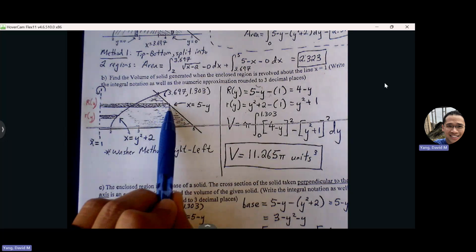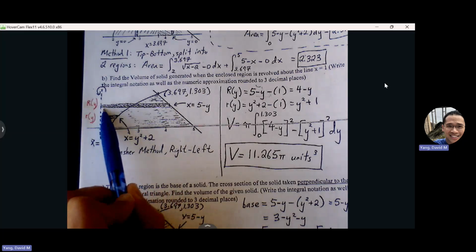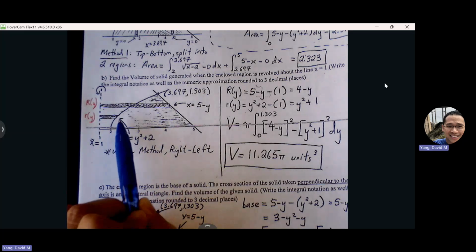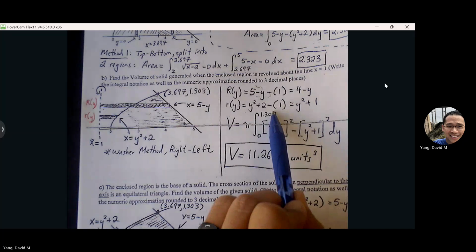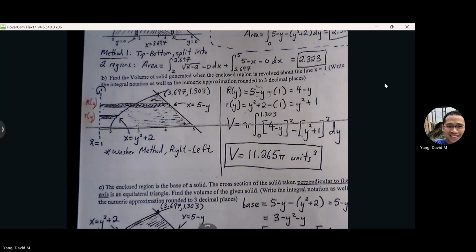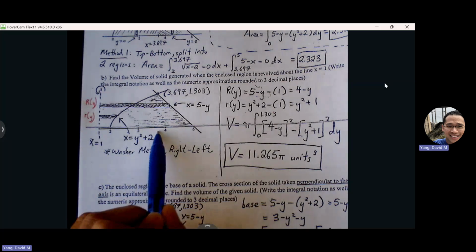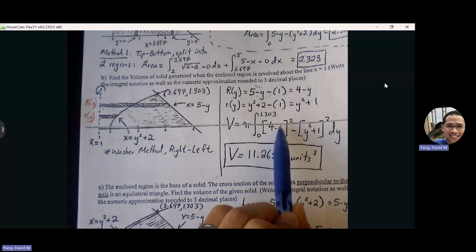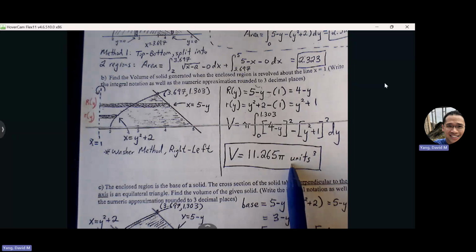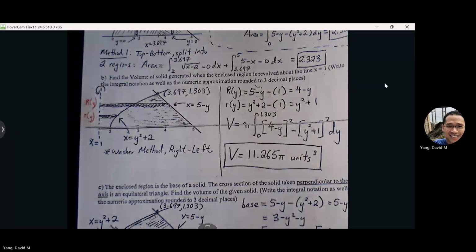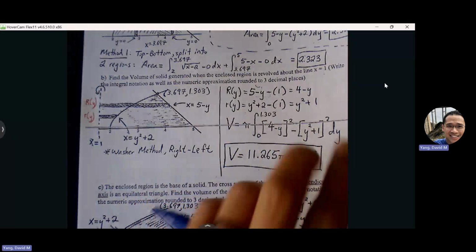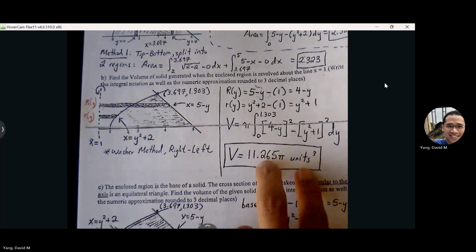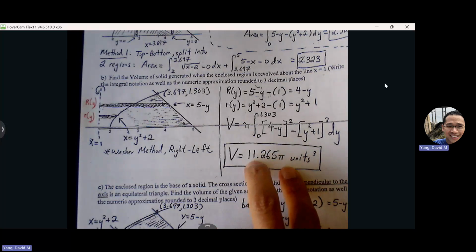Okay, right minus left: 5 minus y minus 1. And then right minus left: y squared plus 2 minus 1. Our bounds from the lowest to highest y value, from 0 to 1.303. And then big radius squared minus little radius squared dy. On paper, you'll use the y variable, but in your calculator, you use x.